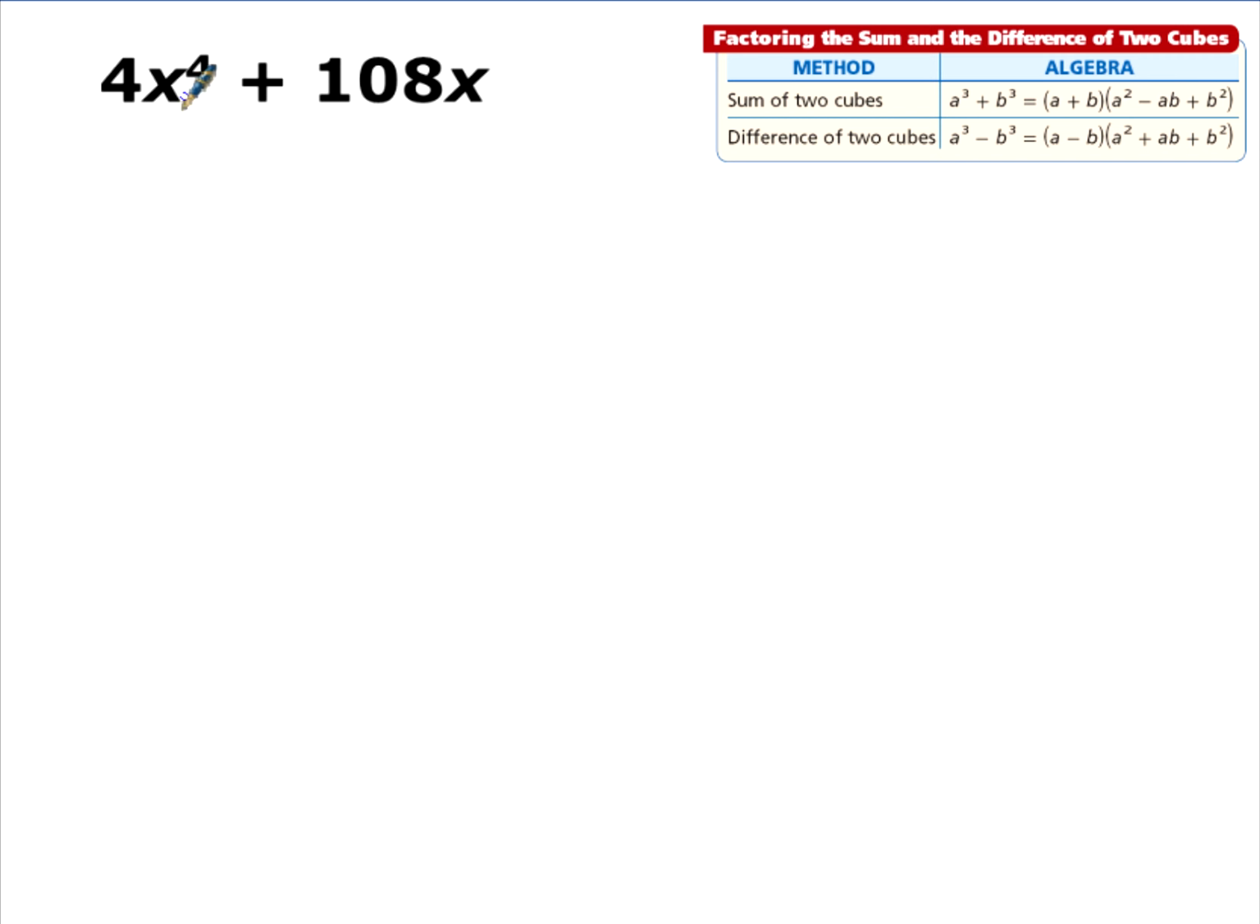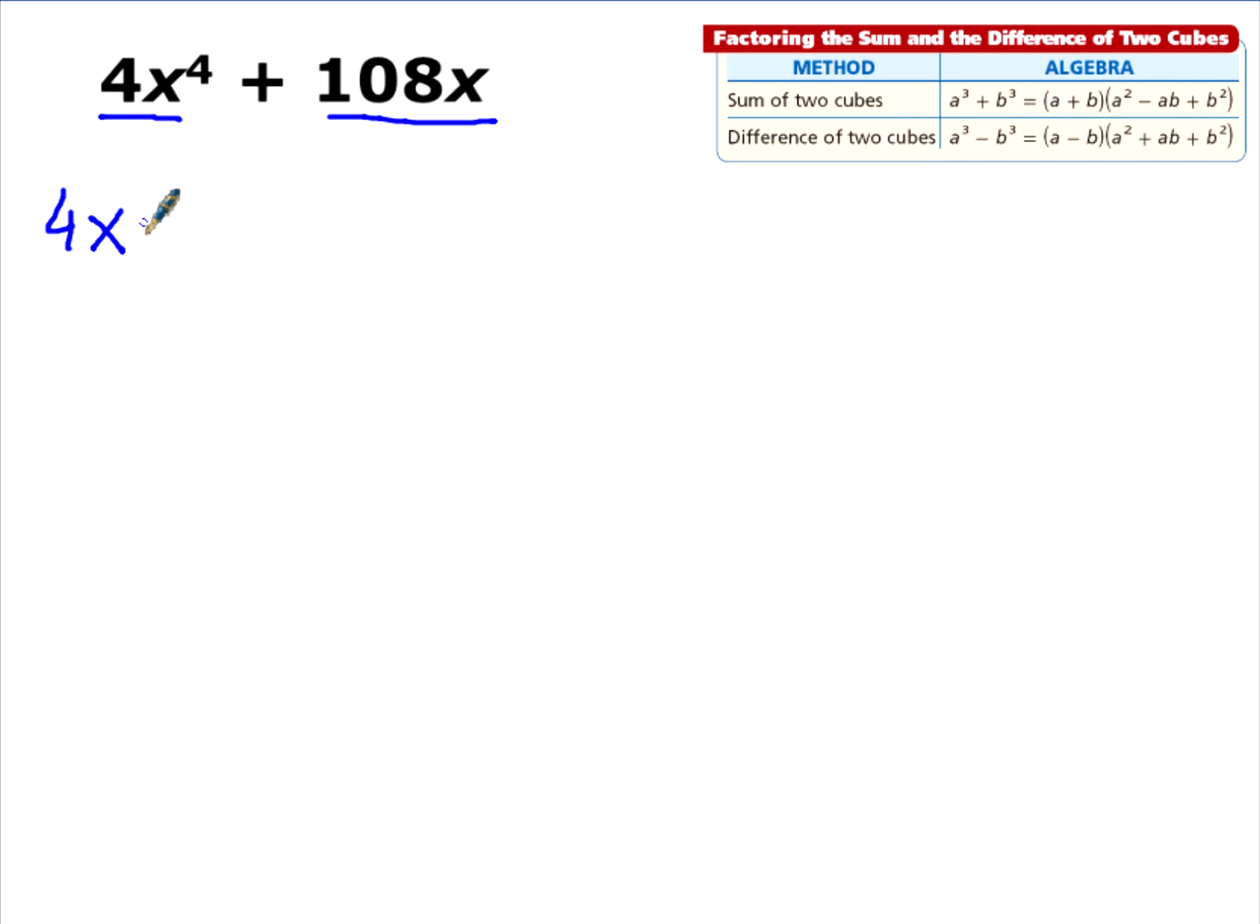So here's an example. It's 4x to the fourth power plus 108x. So I would need to see if I can rewrite this somehow as a third power. Well, what I would do first is see if I can factor something out. So I have 4 here and some x's, and I have 108. 108 looks like it could be divisible by 4, and also we have x, so we're going to try to pull out 4x.